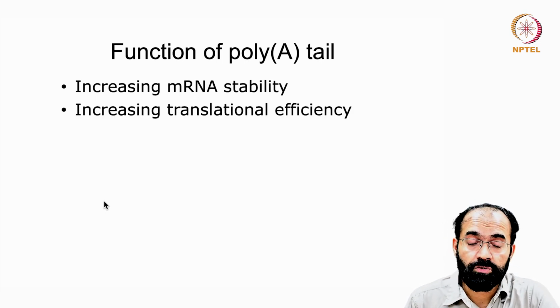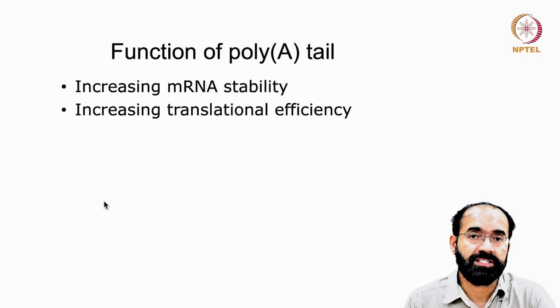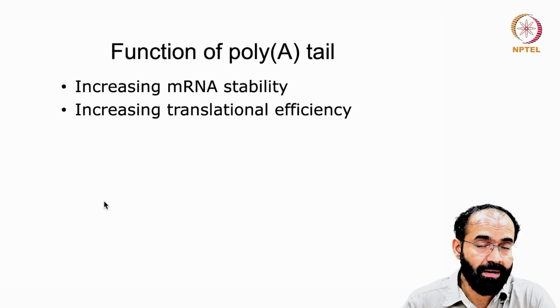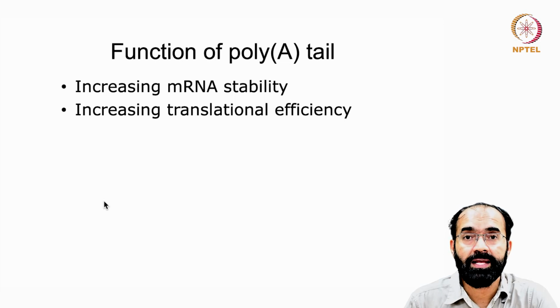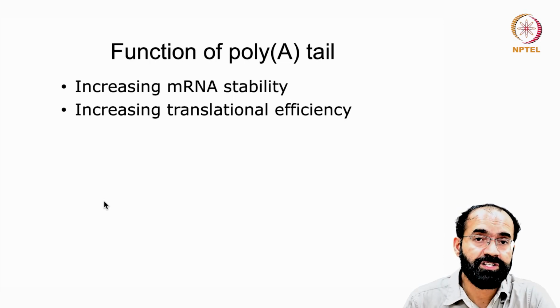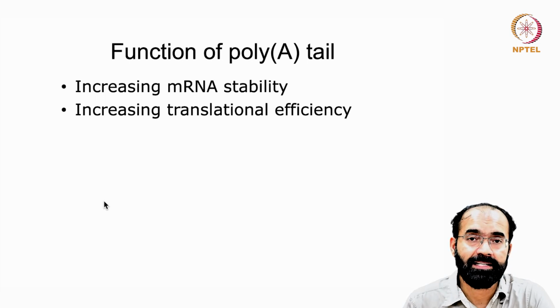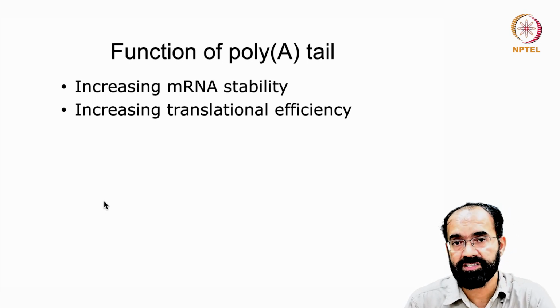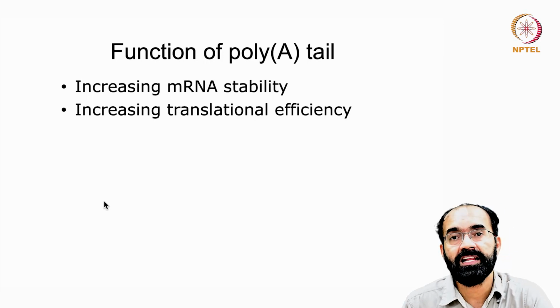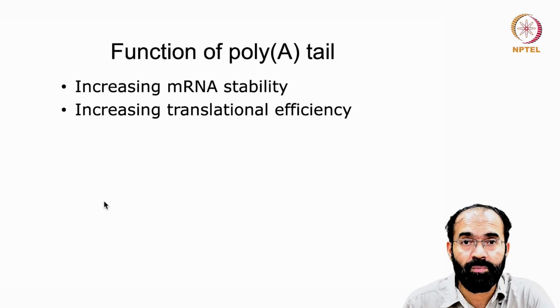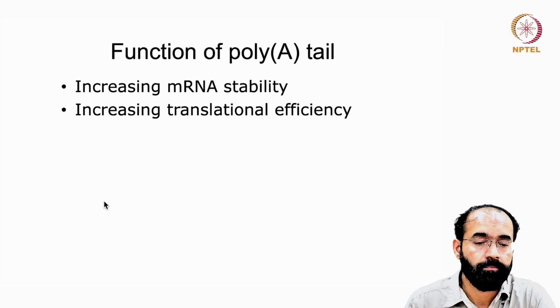So it also increases the translational efficiency. Those mRNAs that have a poly-A tail are very much susceptible to detection by the ribosomal machinery, and it will enhance the rate of production of the protein. So translational efficiency is increased, which is the purpose of the mRNA itself.